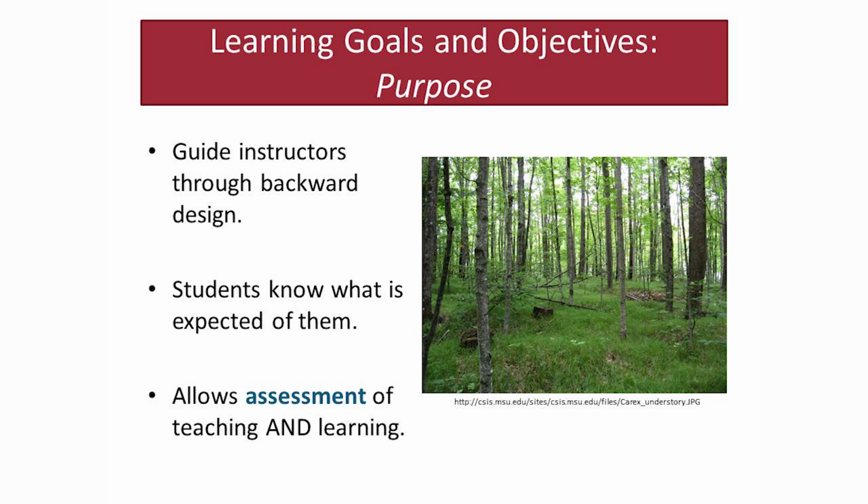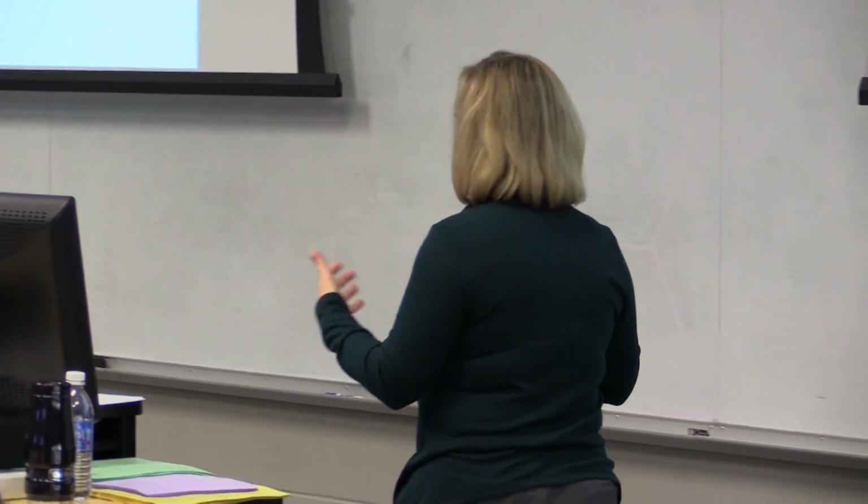And I would argue that we should tell our students what is expected of them, that they should know what they need to do in order to succeed in this course. Learning goals and objectives allow assessment of teaching and learning. So of course we want to assess our students in terms of learning. One of the ways we do this is by giving grades. But what do those grades actually mean in terms of whether or not the students are achieving the objectives?